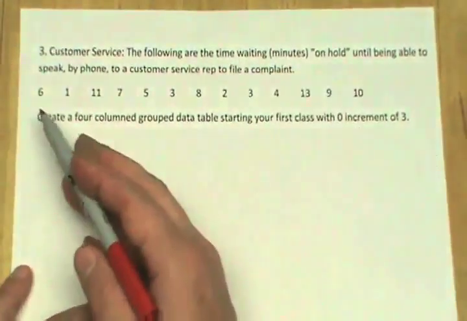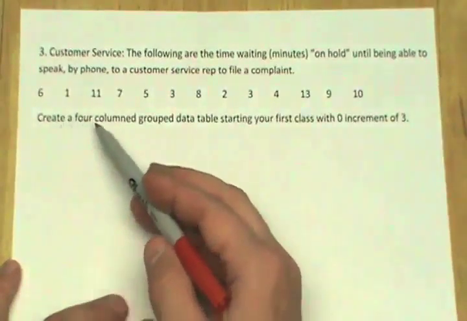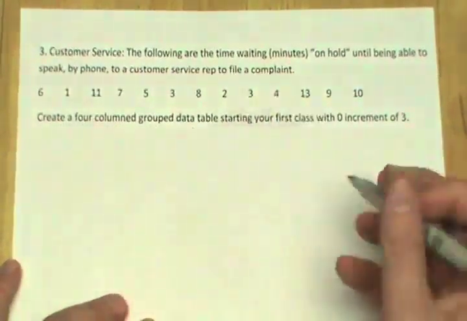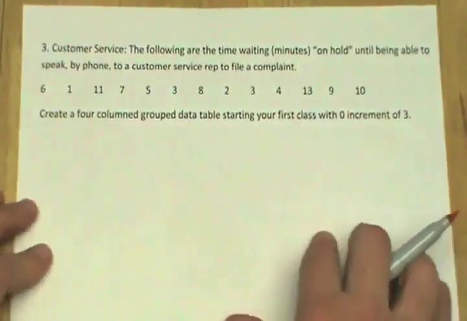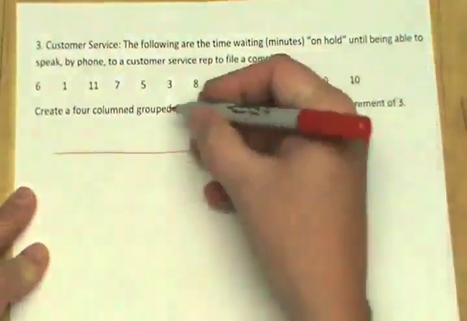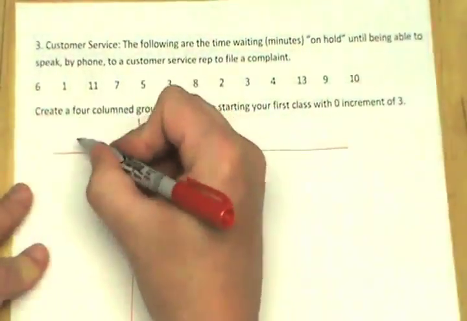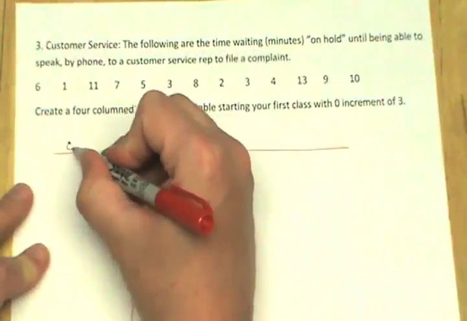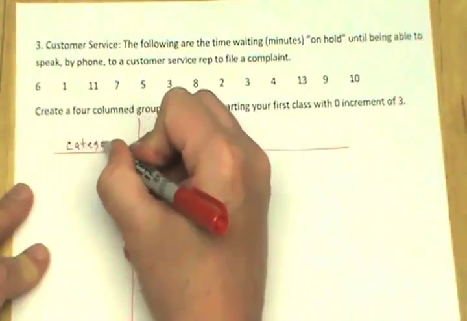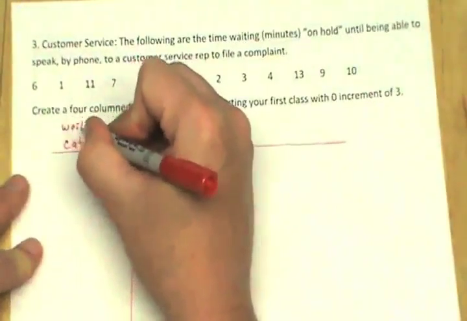Okay, so we have 6 minutes that we waited, 1 and then 11 and etc. We'd like to create a 4-column grouped data table, starting your first class with 0 and going up in increments of 3. So here we go. Again, if you want to pause the video right now, get the answer, that's fine. And then you can always tune back in later and see if your answer matches my answer. So this is the category column, which is general. This would be wait time, I would think, something like that.